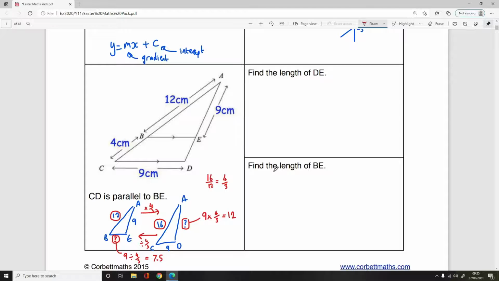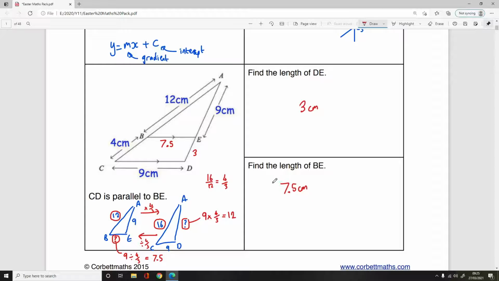So we can now go to the diagram and think about filling this all in. That's 7.5. This whole length is 12 from A to D, so that must mean this is 3 left over. It has to be 12 overall. And then we can answer the questions. Length of DE is 3 centimeters, length of BE is 7.5 centimeters.